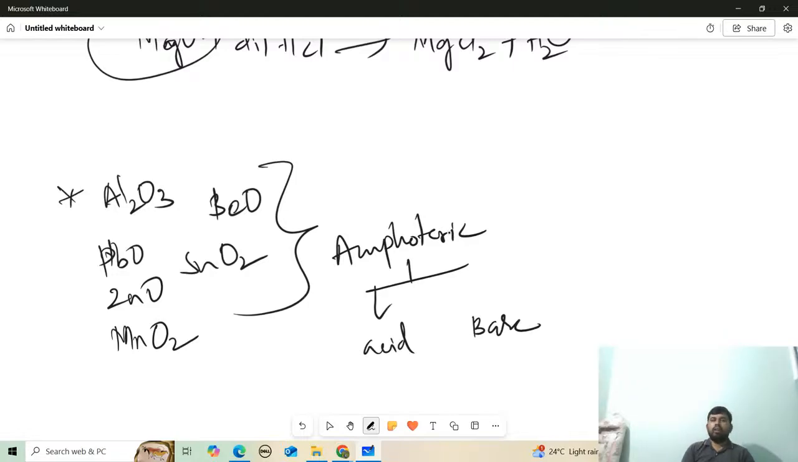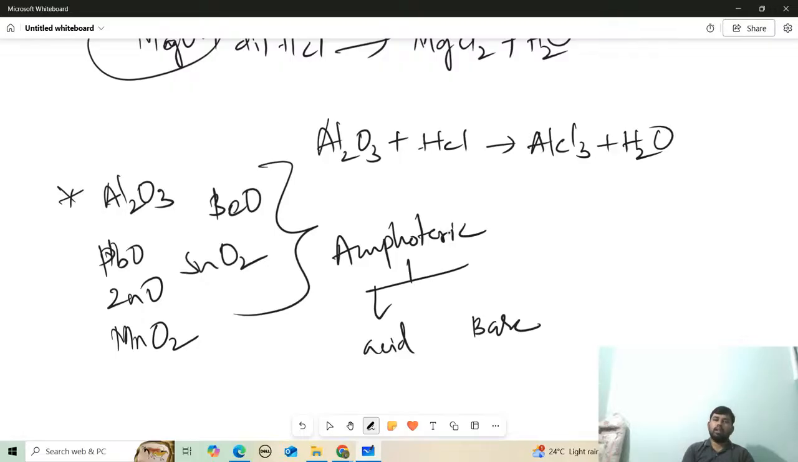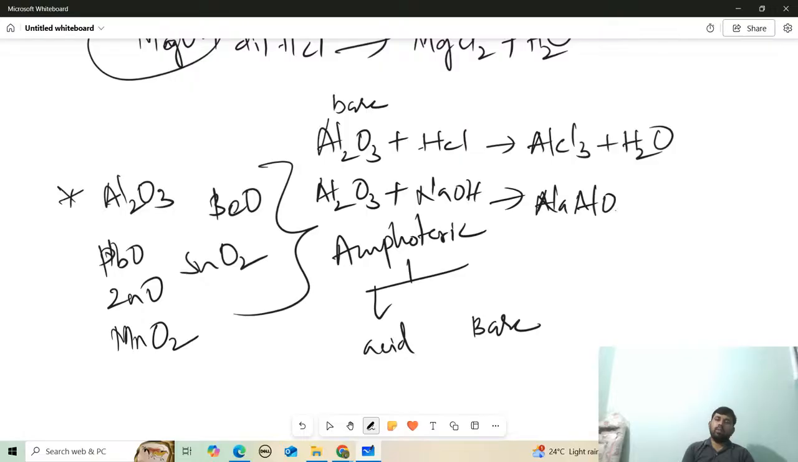Example, if I take Al2O3 and react with HCl, it forms AlCl3 plus H2O. So in this process it acts like a base. Similarly, if I take the same Al2O3 plus NaOH, it gives sodium aluminate, NaAlO2 plus H2O. Okay, this is also salt and water, acting like an acid.